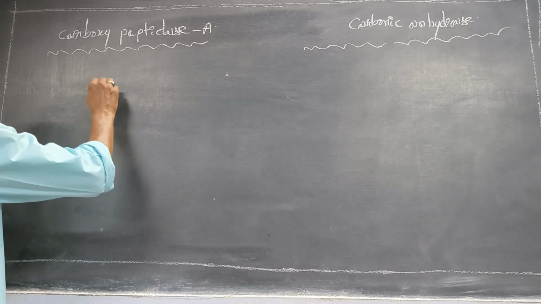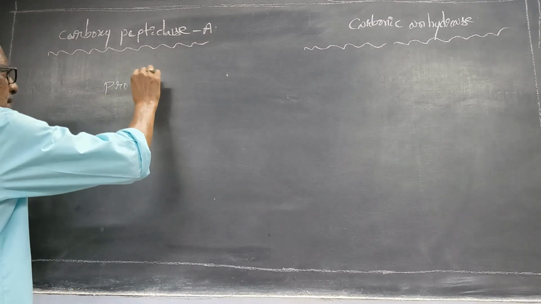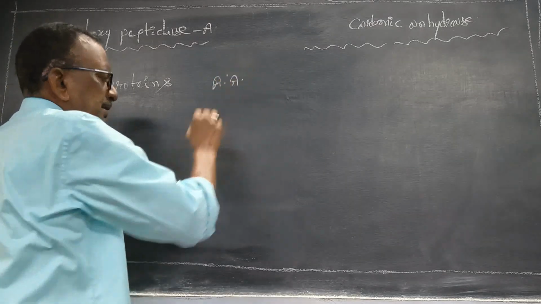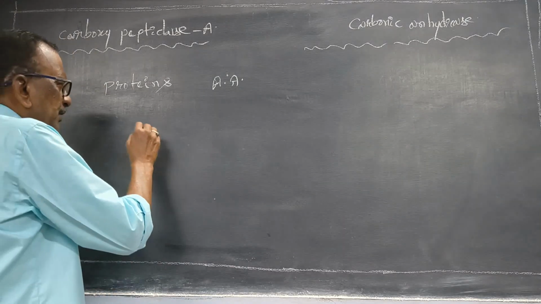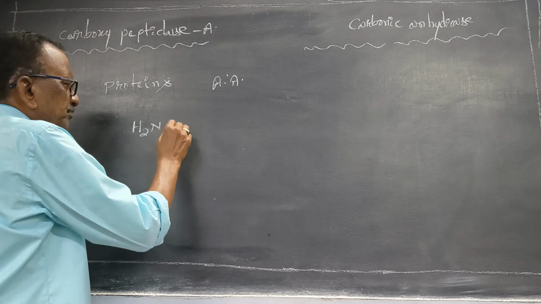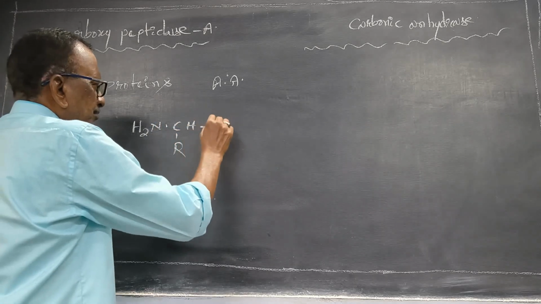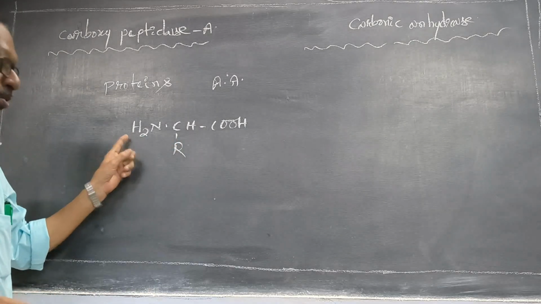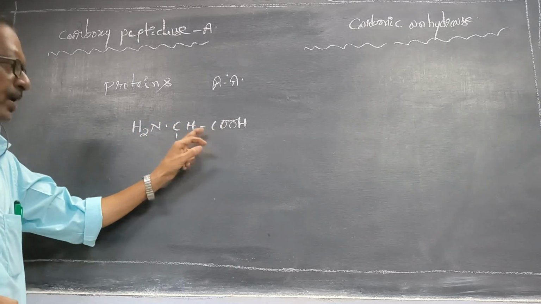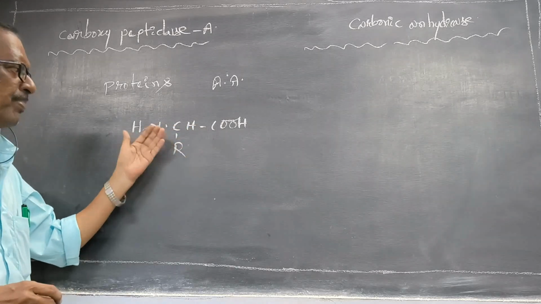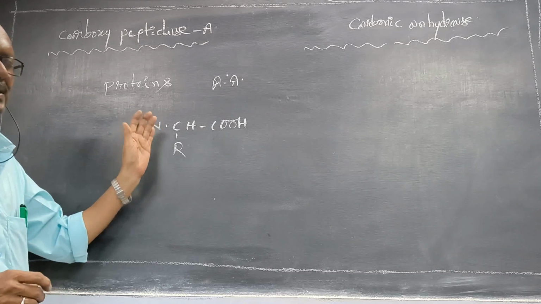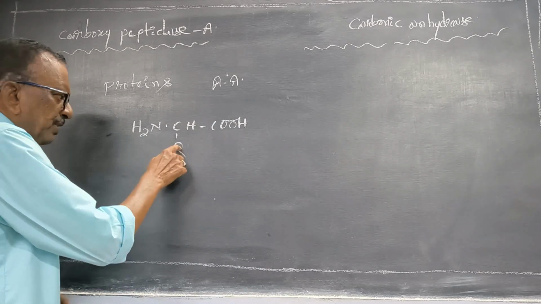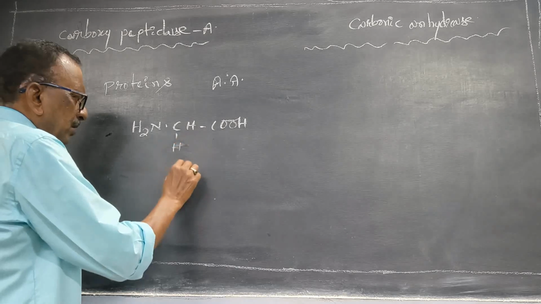One, we must know what these proteins are. Proteins are generally made up of amino acids. An amino acid has one amino group and one carboxylic acid group, COOH. So this is the acid group and this is the amino group. We have studied this in the amino acids and proteins chapter, where we learned different varieties of amino acids. Suppose R is replaced by H, then it is called glycine.